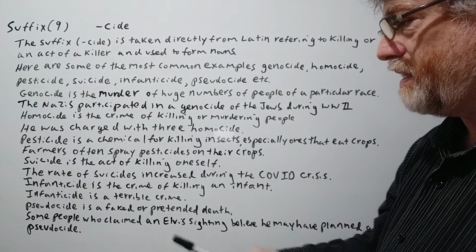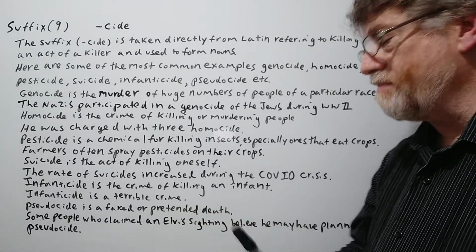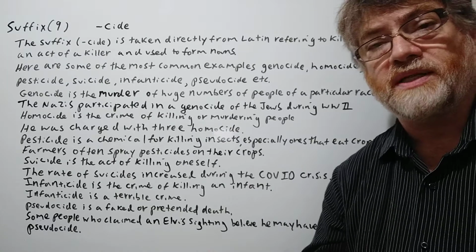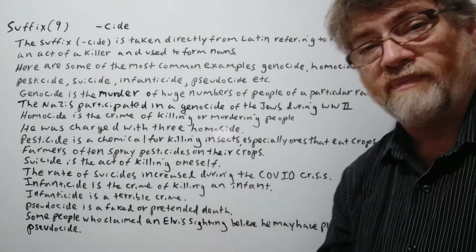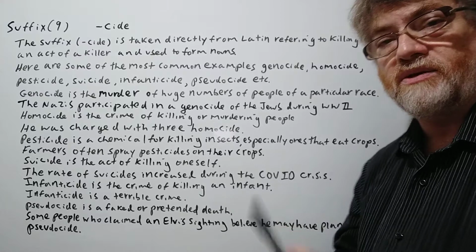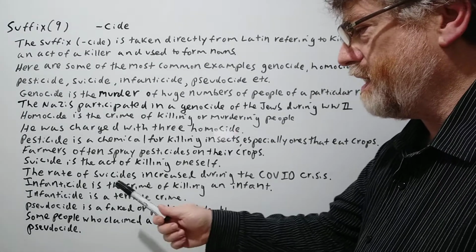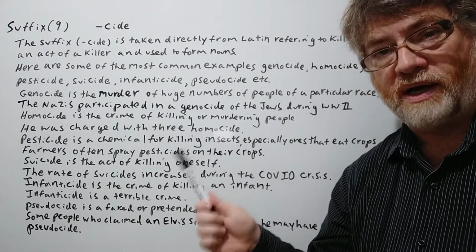All right, let's continue. Infanticide is the crime of killing an infant or a very, very small child. An infant is usually the child before they can even walk. But if we say infanticide, it's usually that small a child, very, very small. And we hear infanticide is a terrible crime.